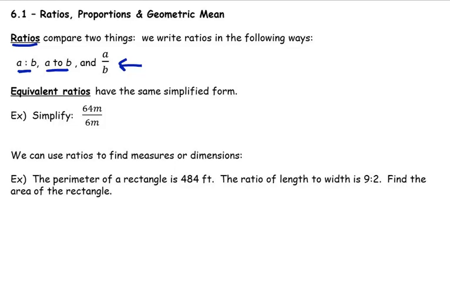If you have an equivalent ratio, it means that the two ratios are the same when they're simplified. So if I'm going to simplify this ratio, I'm just going to simplify the number 64 over 6. The m's will cancel. And then 64 over 6 will reduce, so we're just reducing the fractions, to 32 to 3. So those would be equivalent ratios, with the same simplified form.